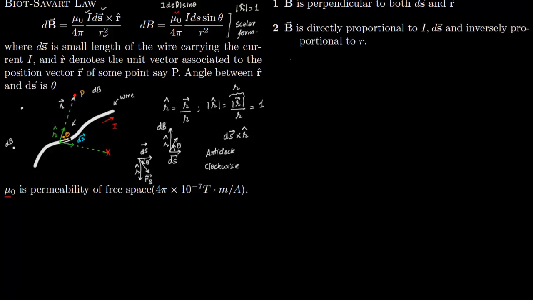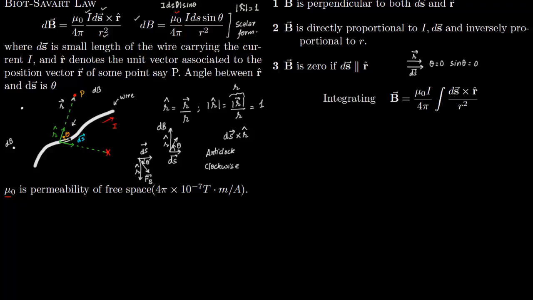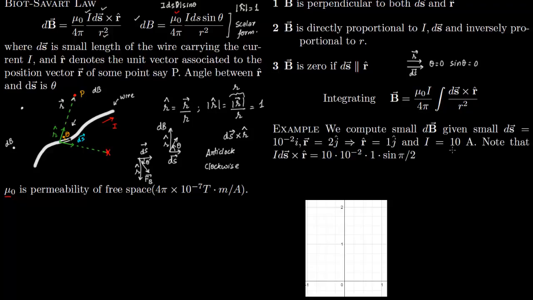Now this magnetic field is 0 if ds vector and the unit vector are parallel to each other. This comes from sine theta, the angle between ds vector and r hat. If this angle is 0, then sine theta would be 0, which will give you from this formula the magnetic field as 0. Let us integrate both sides of dB vector to get B vector as shown. So let us do a simple example.